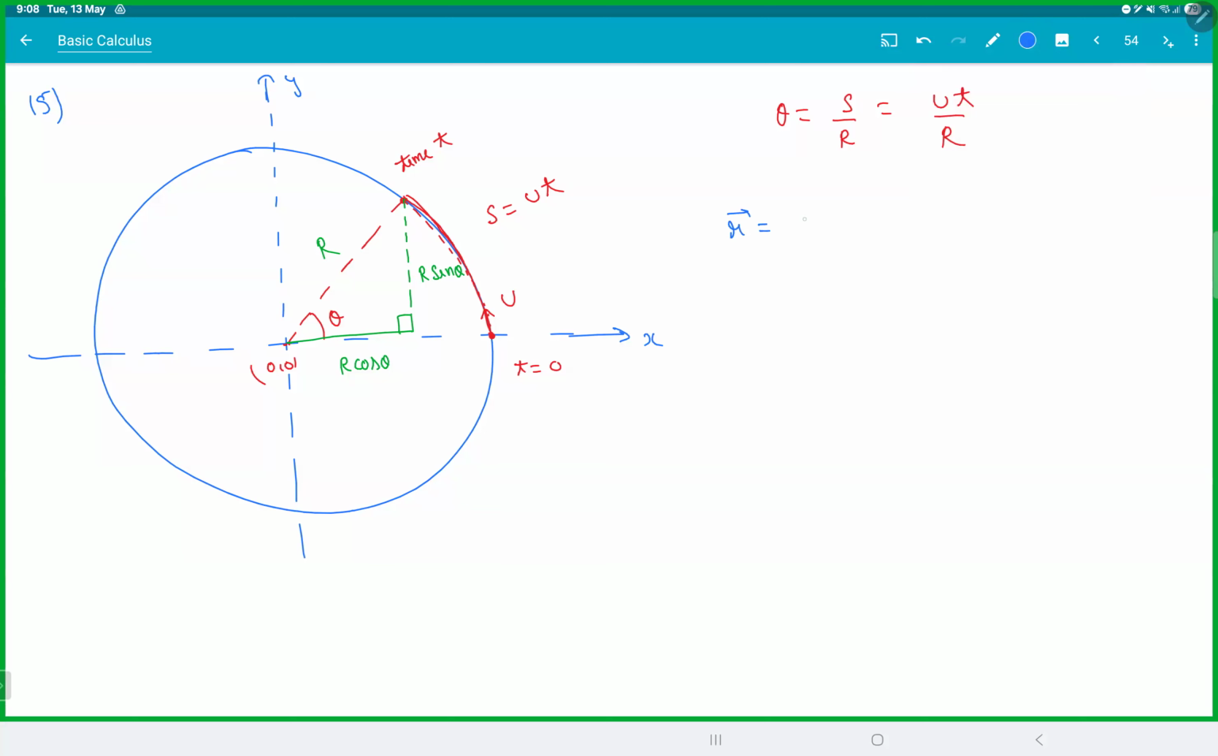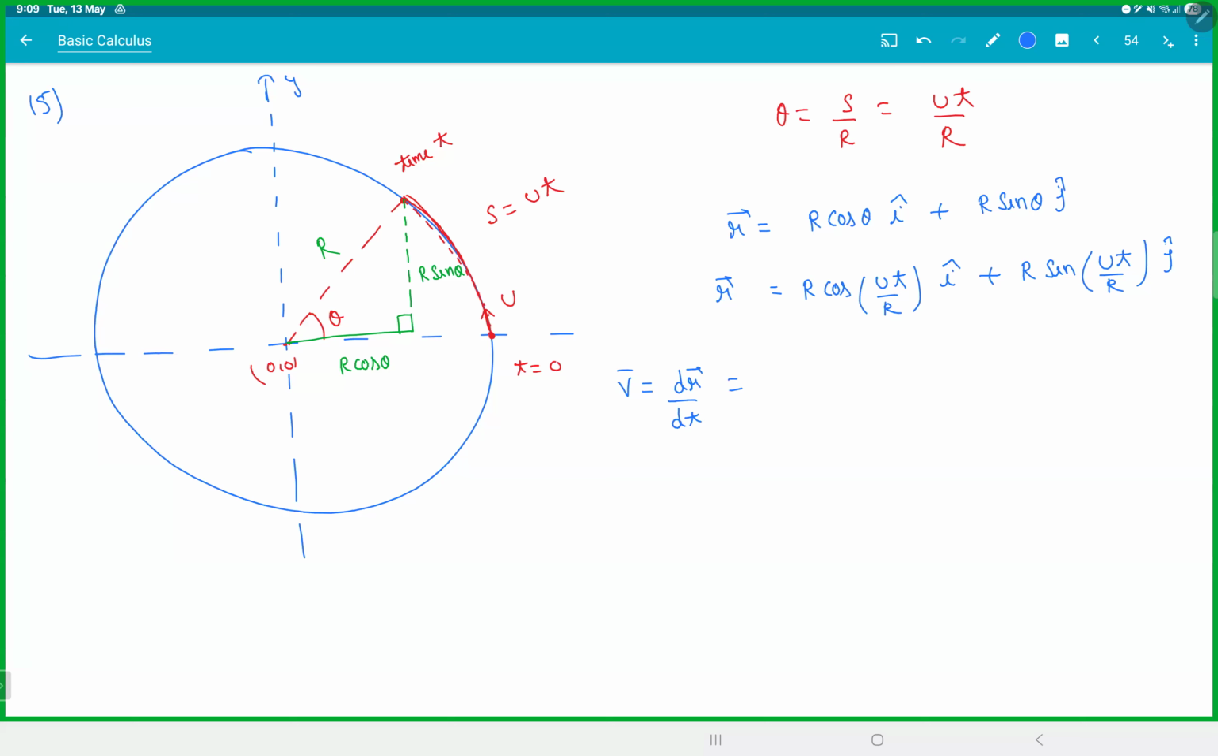Therefore, r bar will be r cos theta i cap plus r sin theta j cap. So take theta and substitute here. This will be r cos(ut by r) i cap plus r sin(ut by r) j cap. This is your position vector. You want velocity? Differentiate. You want acceleration? Double differentiate. Now can you try? I'll give you a minute. You'll get something interesting.